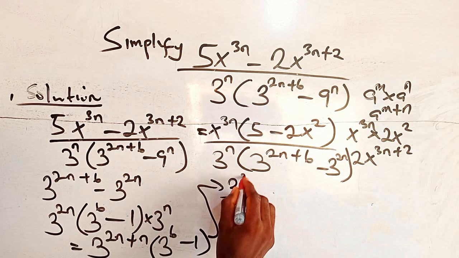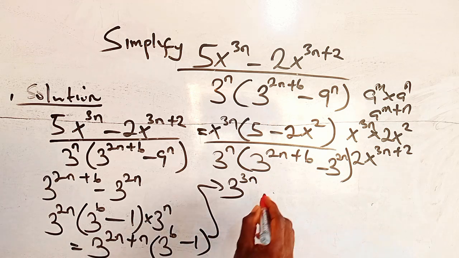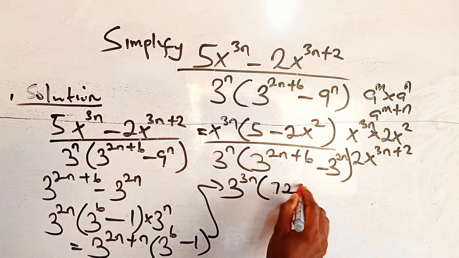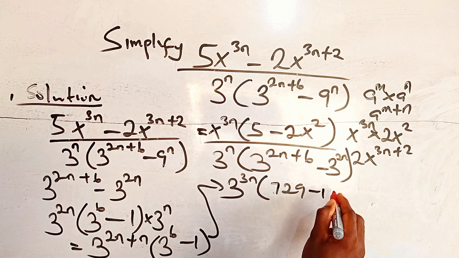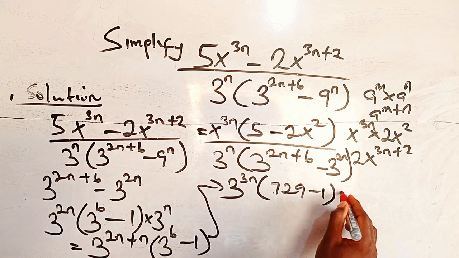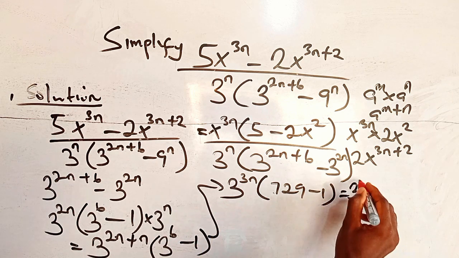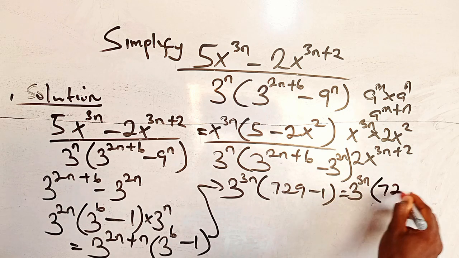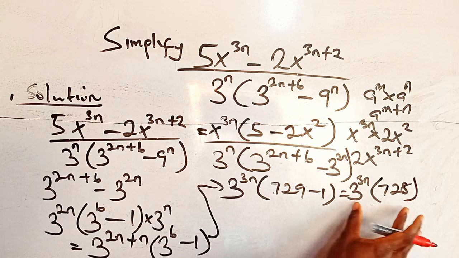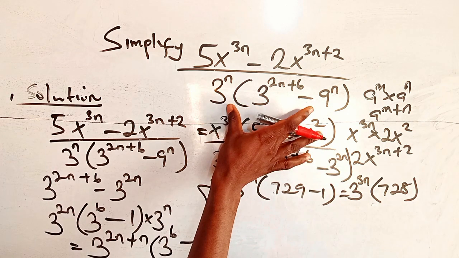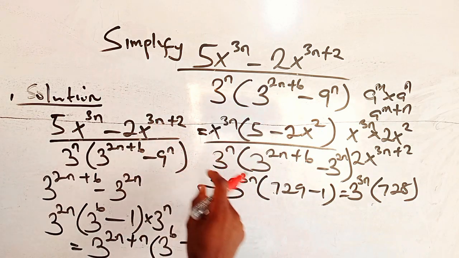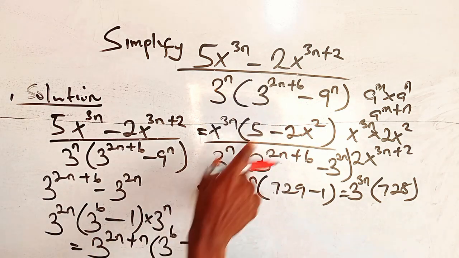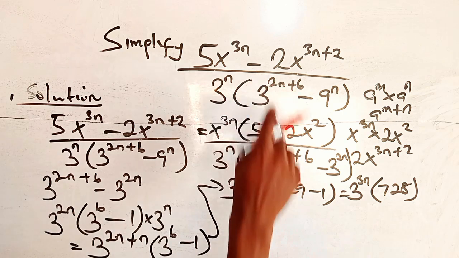2n plus n is 3n. Here 3 raised to power 6 is 729, minus 1. So this gives us 3 raised to power 3n, and 729 minus 1 is 728. This is the result of the denominator. So let us combine what we have for the numerator with what we have for the denominator.